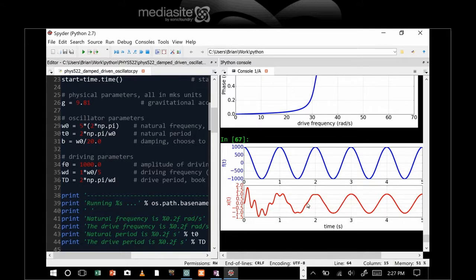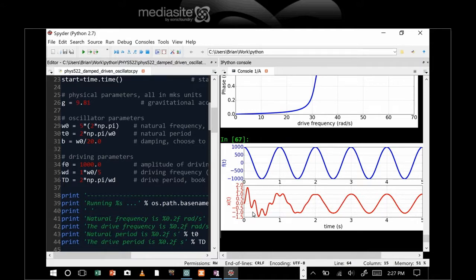At times less than 2 seconds, my solution is a combination of the homogeneous plus the particular solution. These wiggles are due to the transient solution, or the underdamped solution. The underdamped solution dampens out and goes away, and what's left over is the particular solution at longer times.